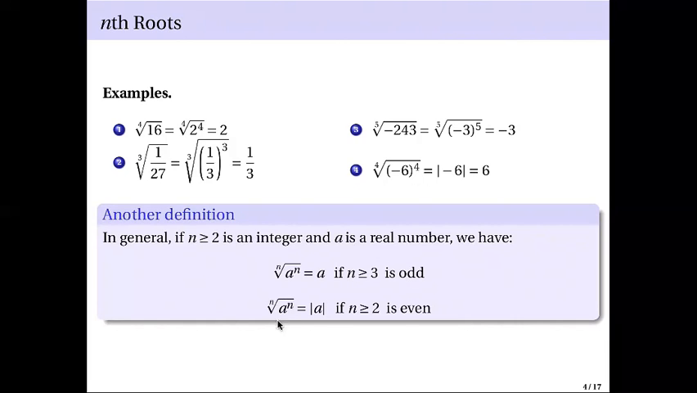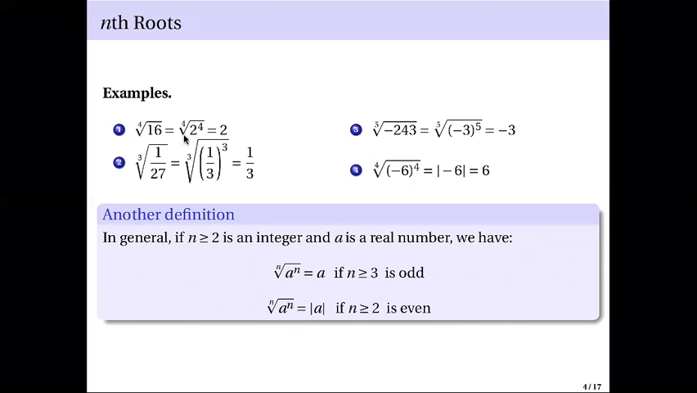On the other hand, nth root of a to the n is equal to the absolute value of a if n is even. So again, nth root of a to the n is equal to a if n is odd, and nth root of a to the n equals the absolute value of a if n is even. Okay? So this is one of the examples for this.